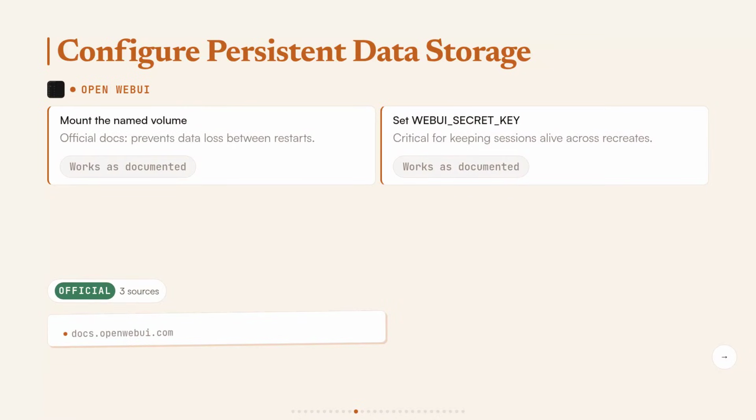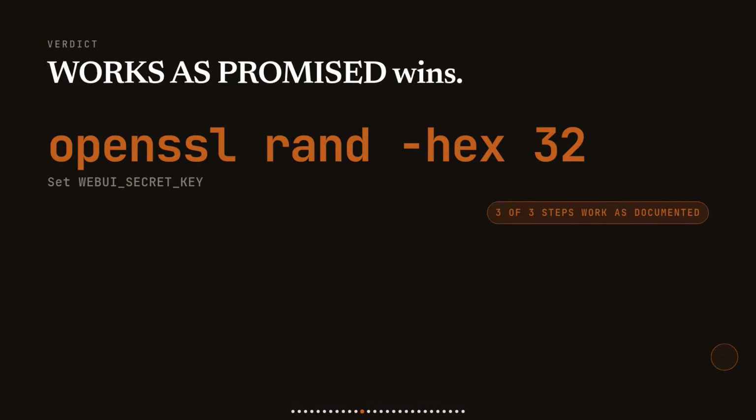Skip it, and you get logged out every single time you restart the container. Backup is a one-line tar command, straight from the docs. Open WebUI wins this test outright. It's genuinely well documented. The secret key is just the one line people skip.